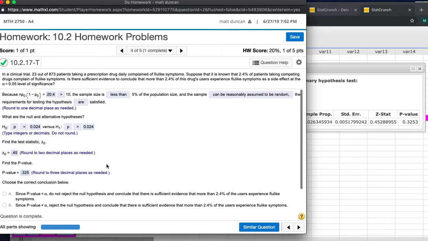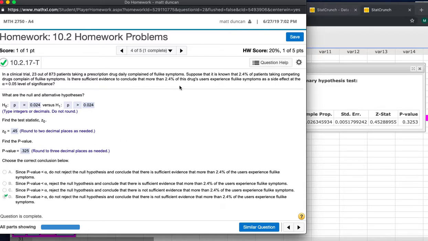All of them are going to be pretty much similar to that. When you get to 10.3, it is going to change in terms of the variable that you're working with. You're going to work with a quantitative variable, whereas asking people if they have flu-like symptoms is a qualitative variable, because they're going to respond with a yes or a no as opposed to a number.